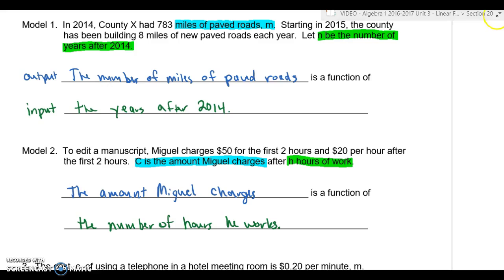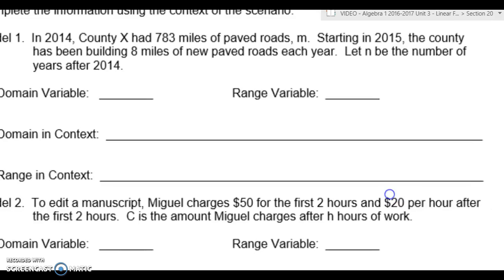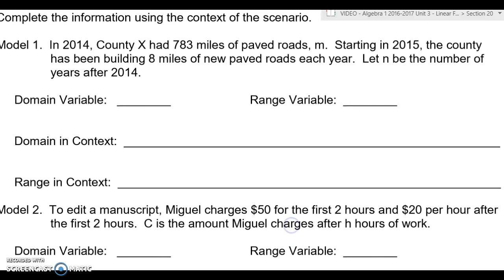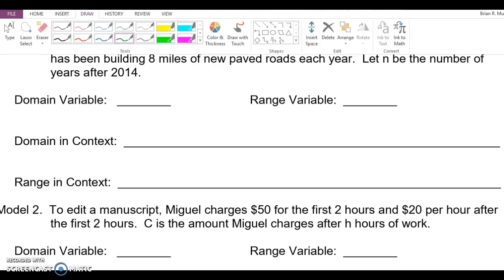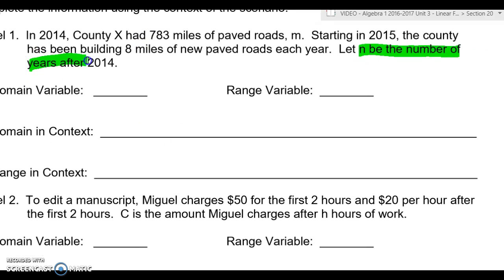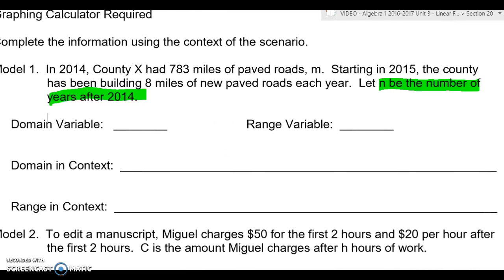So let's take a look at the next piece of this, which is identifying domain variables and range variables, and what they mean in context. So we're going to use a different scenario because we've already looked at these. Well, actually, you know what? Let's go ahead and look at that first one here, in 2014 County Exit 7, that whole scenario we started with. So we've already identified that N was the number of years after 2014. That was our input. And that M, the number of miles of paved road, was our output.